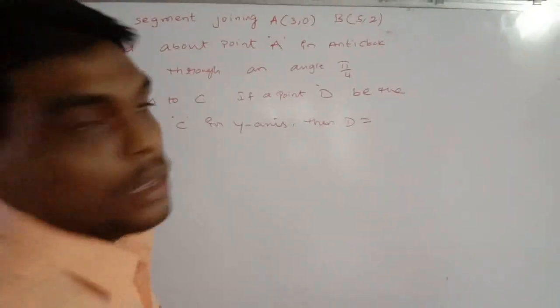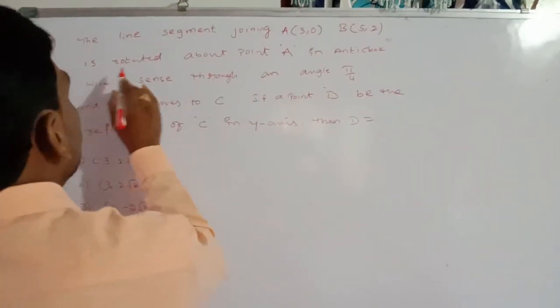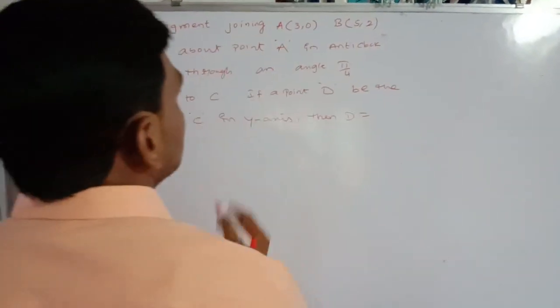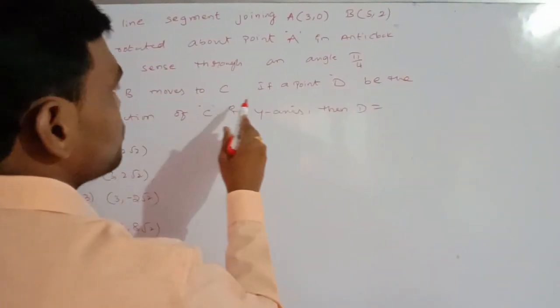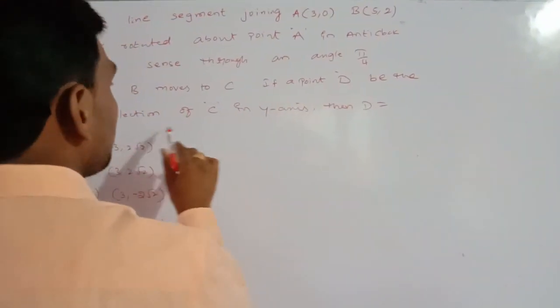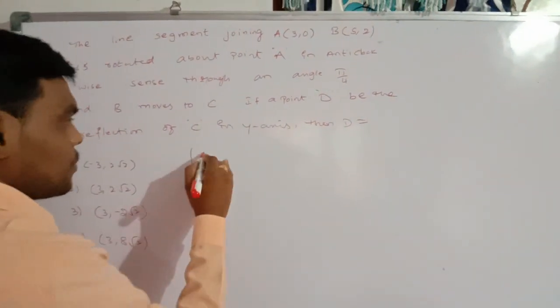The line segment joining A(3, 0) and B(5, 2) is rotated about the point A in the anti-clockwise sense through an angle pi by 4, and B moves to C. If the point D is the reflection of C in the y-axis, then find D.